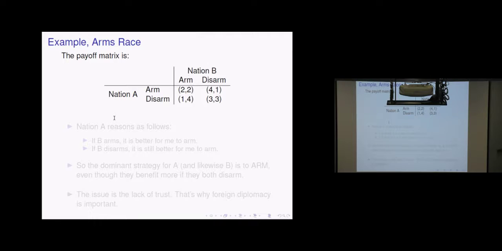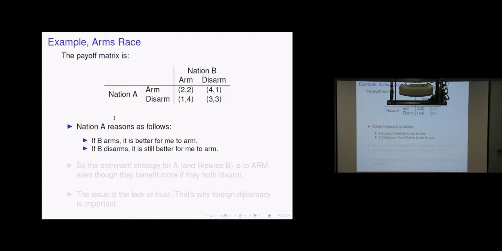Let's repeat the same reasoning, right? Nation A will reason as follows. There are two possibilities for B. If B arms, it's better for me to arm, because if I don't arm, I get 1. If I arm, I get 2. So I should arm, right? And if B disarms, if I disarm, I get 3. But if I arm, I get 4. So I should also arm, right? So the first row completely dominates the second row: 2 is bigger than 1, 4 is bigger than 3.